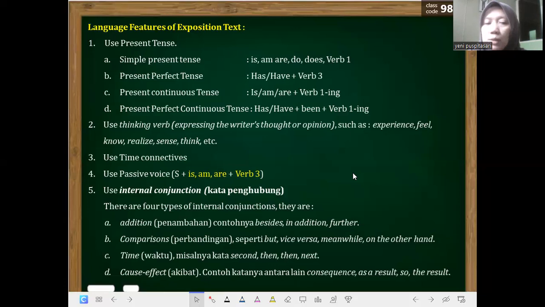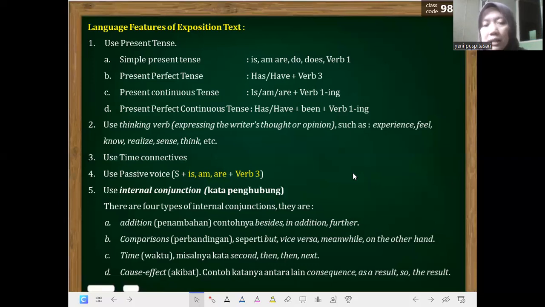And the last one, we can also use internal conjunction. There are 4 types of internal conjunction. The first one is addition. For example, beside, in addition, further. And number 2, comparison, perbandingan, such as but, vice versa, meanwhile, or on the other hand.